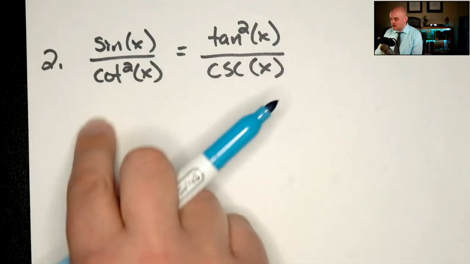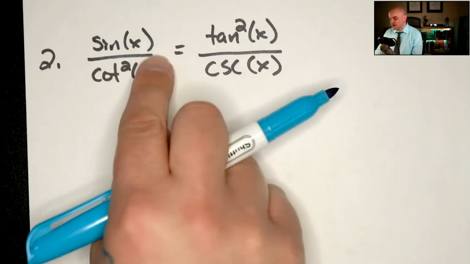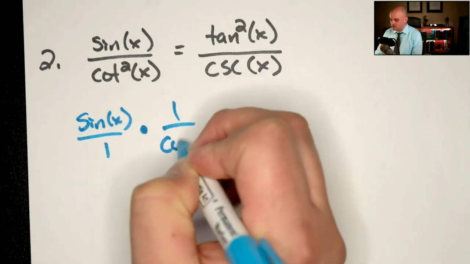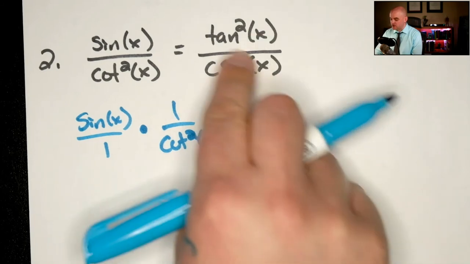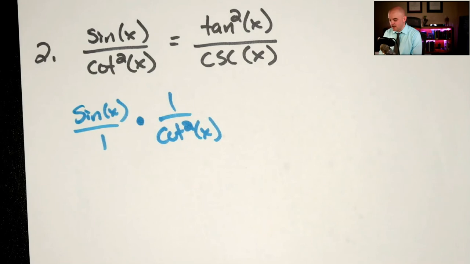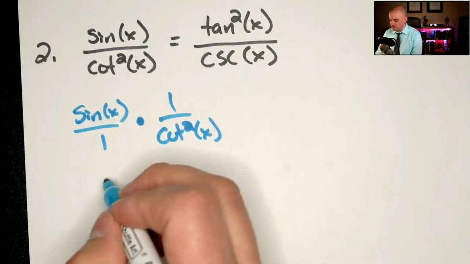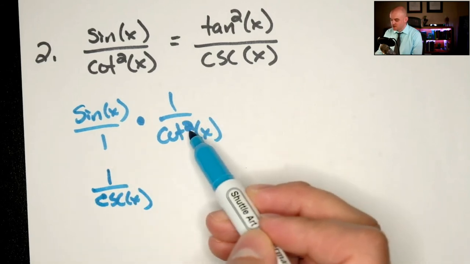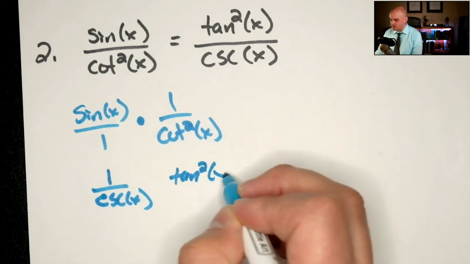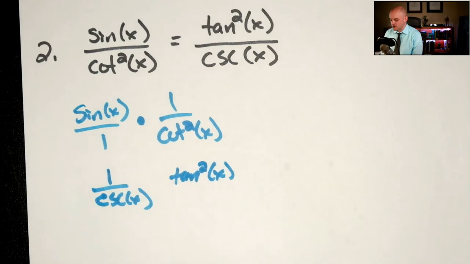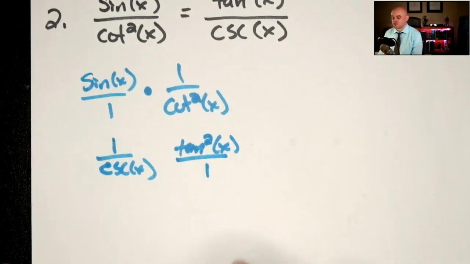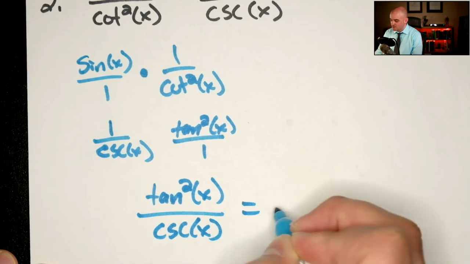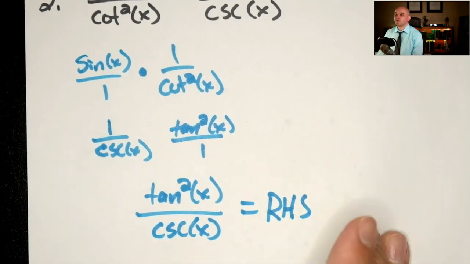So I'm going to take the left side and work it out to make it look like the right side. And I'm going to break this up into two fractions. The sine of x over 1 times 1 over cotangent squared. And I'm going to see if I can make it look like this over here. Well, I know that sine of x is the same thing as 1 over cosecant. So I can rewrite that as 1 over cosecant of x. And 1 over cotangent squared is the same thing as tangent squared. So multiplying these two fractions gives me the tangent squared of x over the cosecant of x. Hey, guess what? That is the original right-hand side of the equation, and so I'm done.